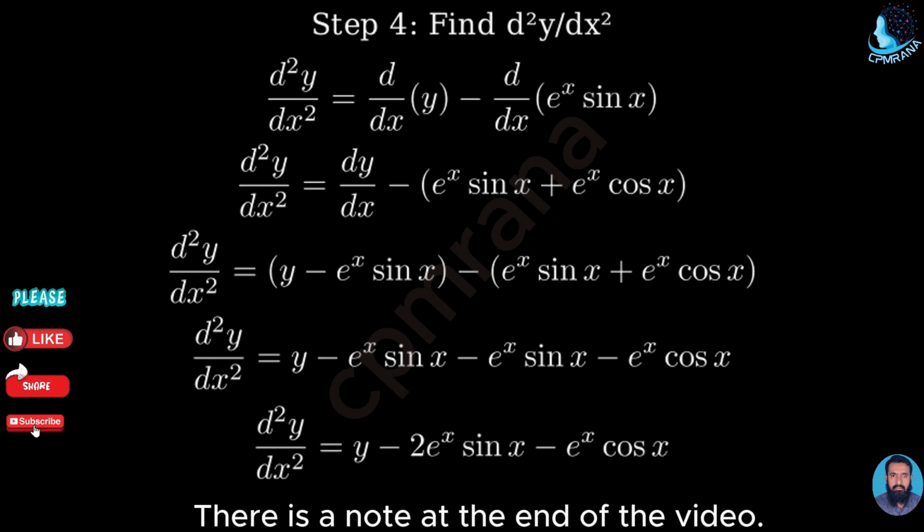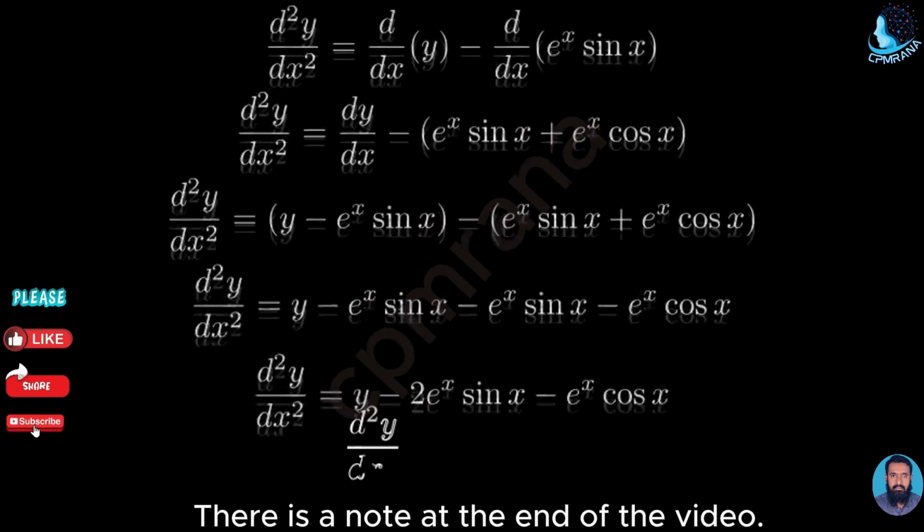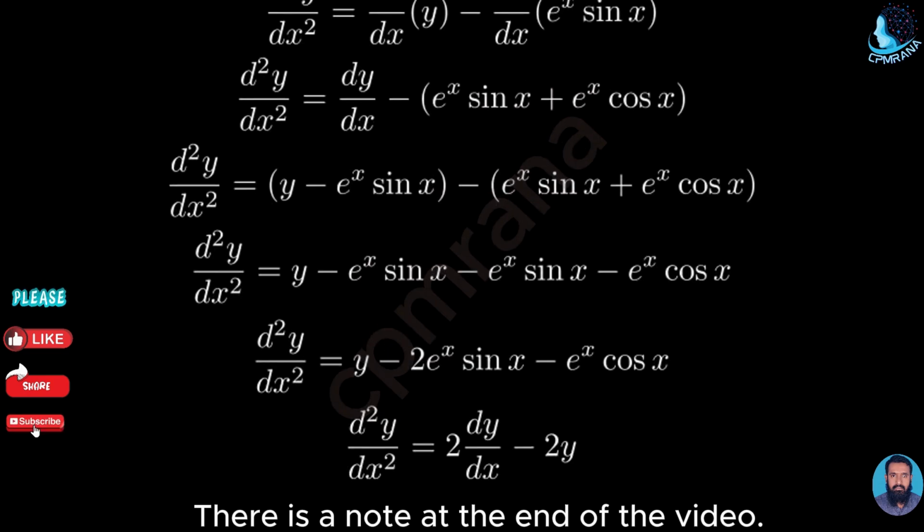Remember that y equals e to the x times cosine x. We can substitute this and our expression for dy/dx. Finally, we can rearrange this to get our desired equation. Moving all terms to the left side gives us d squared y/dx squared minus 2 dy/dx plus 2y equals 0, which is what we wanted to prove.